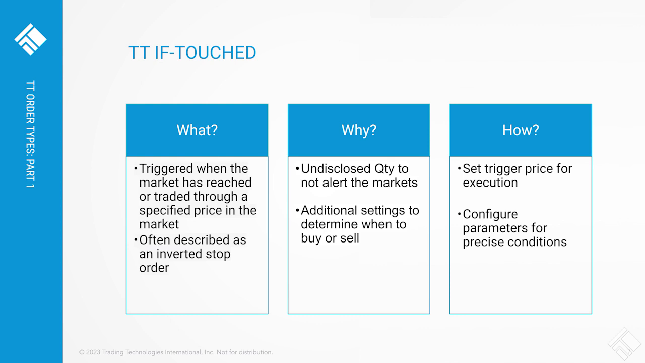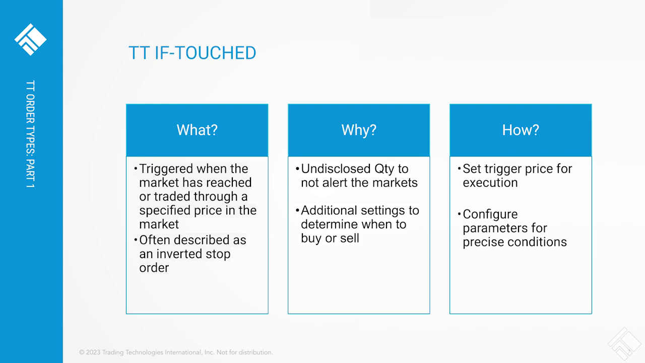What is the TT if touched order? It is triggered when the market has reached or traded through a specified price in the market, often described as an inverted stop. So if the market is trading down with a TT if touched, if it reaches a certain price, it will then buy the market, whereas a stop order is going to, as the market trades down, it would trade at a certain price, that stop would further sell. So in this case, we're buying versus selling when the market would be dropping.